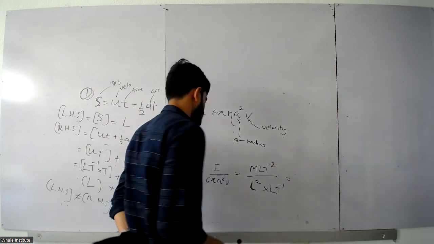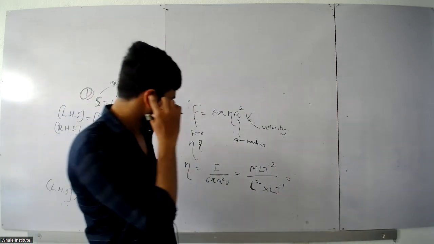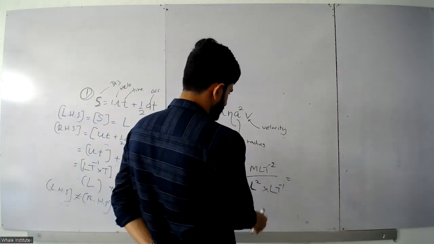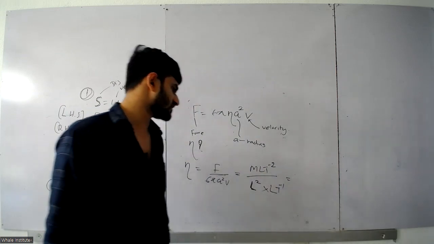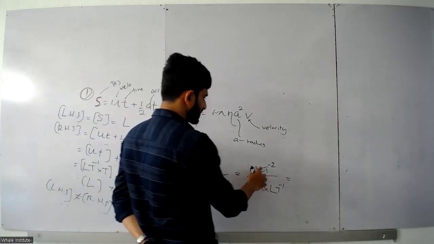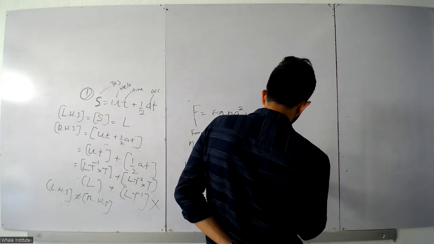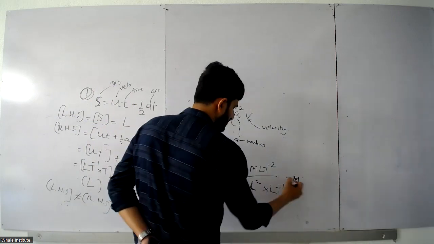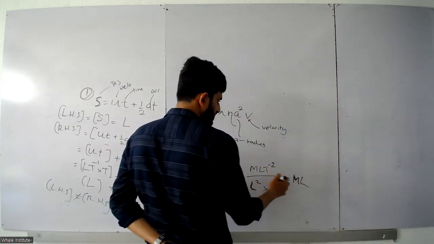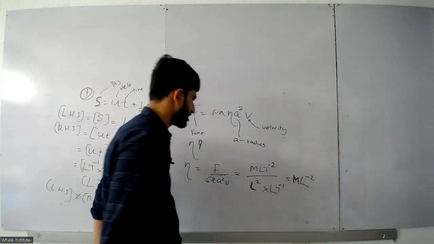So now we have simplified. Here L square into L means L cube. L cube going up becomes minus 3. Plus 1 with minus 3 gives minus 2. So L is remaining, L plus 1 into minus 3 means minus 2, right?